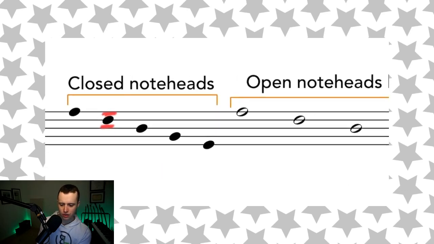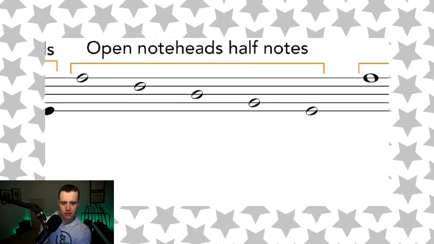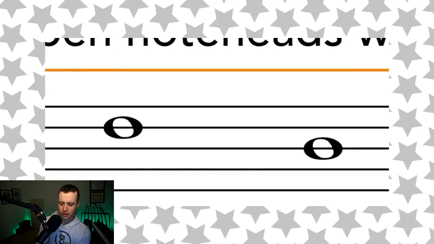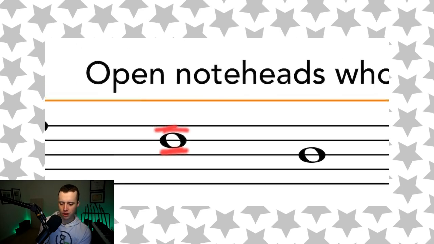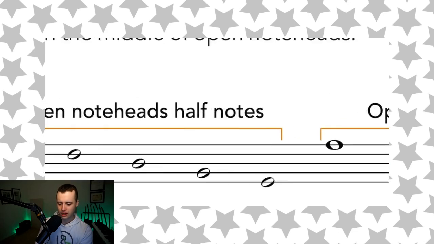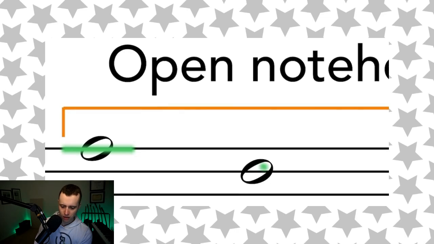We can see that for closed note heads. We can see that for open note heads, for half notes, and also open note heads for whole notes, that there's always this space above and below the note head. And one more thing to point out for note heads written on lines is you can see the line of the staff going through the middle of the note head.